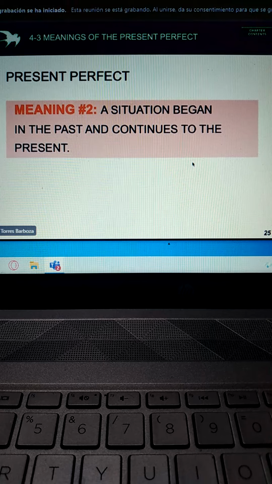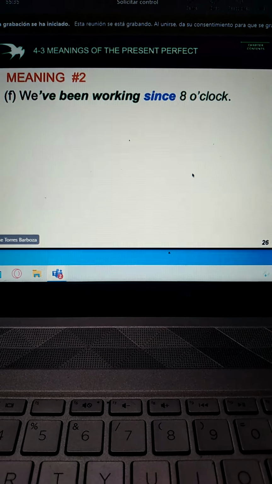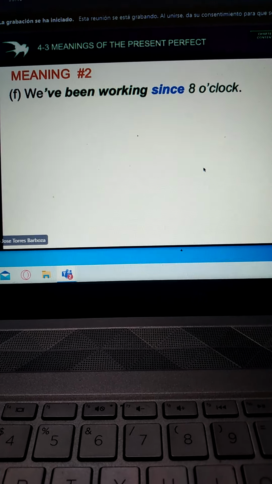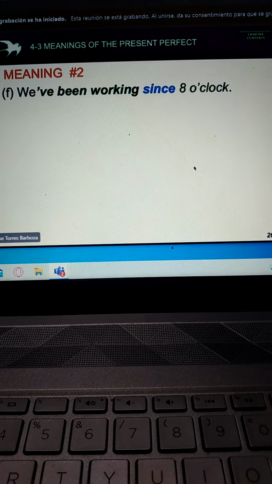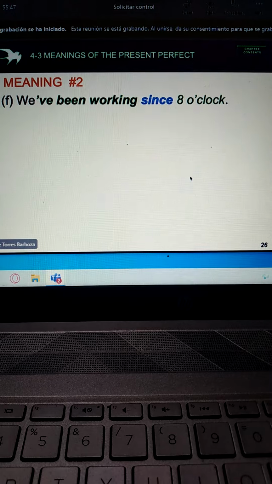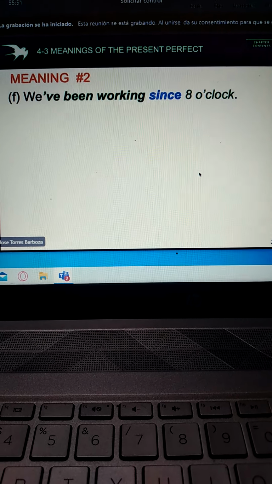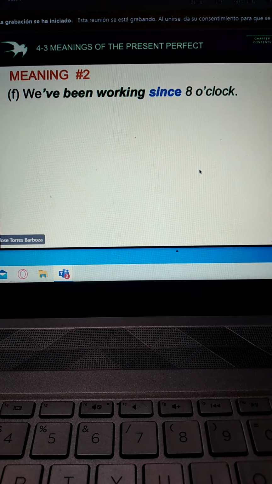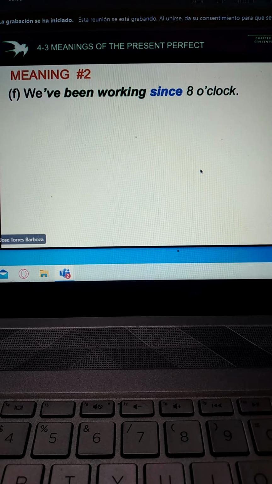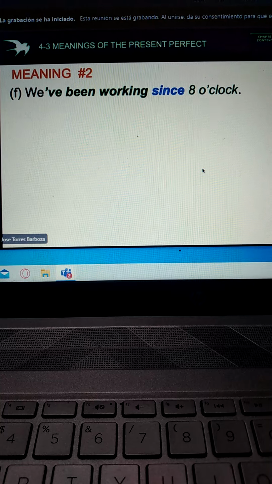And meaning number two: a situation began in the past and continues to the present. I've been working since 8 o'clock. What happens? At 8 o'clock, we began to work. And now it's 5:50 and we are still working. So we are working now too. That's the meaning: it began in the past and continues to the present and to the future.